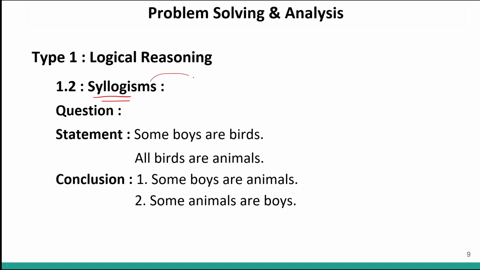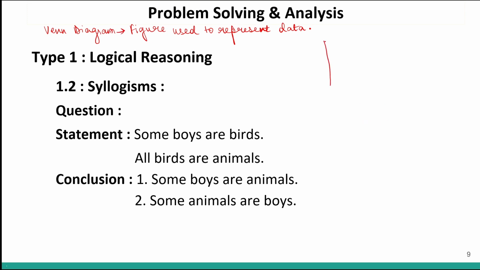For understanding syllogisms, first we have to understand the concept of a Venn diagram. You basically study Venn diagrams in school, but let us revise. What do we mean by a Venn diagram? A Venn diagram is basically a figure used to represent data. This is what you mean by a Venn diagram.